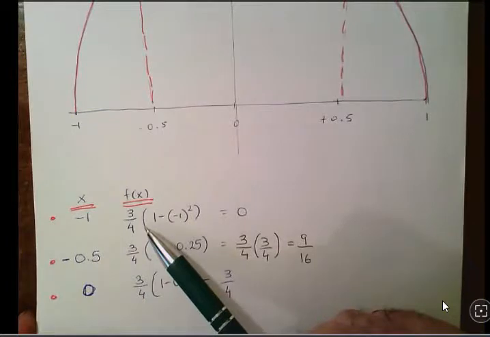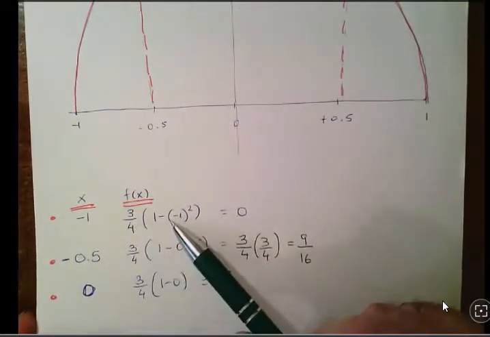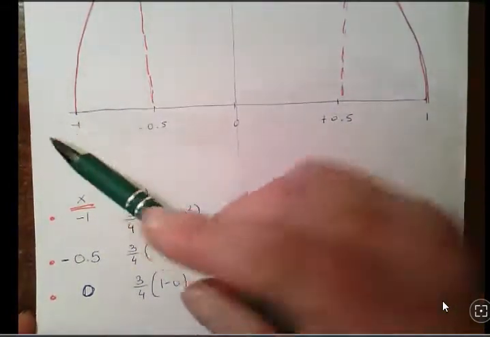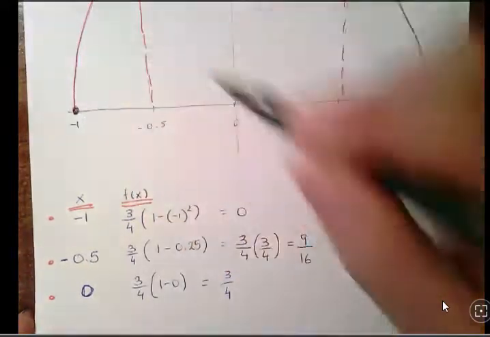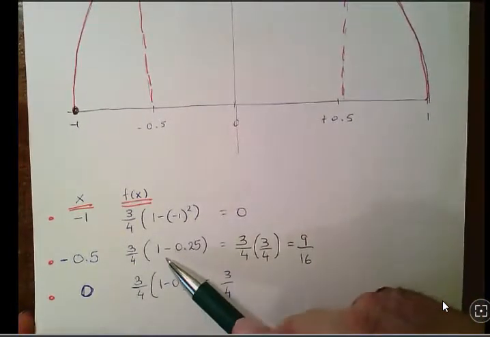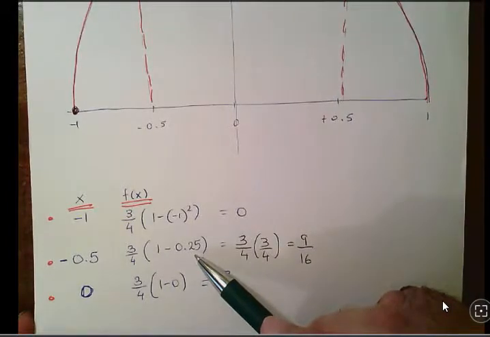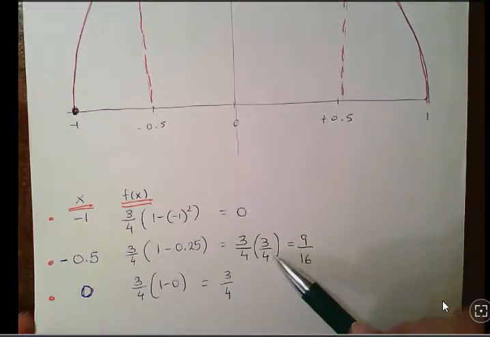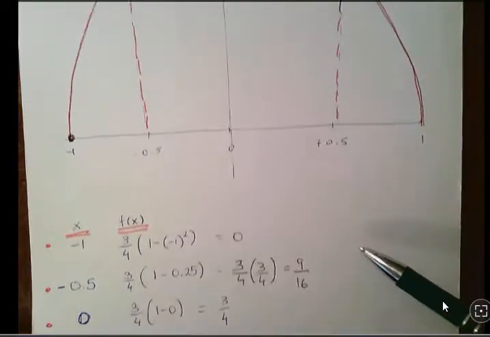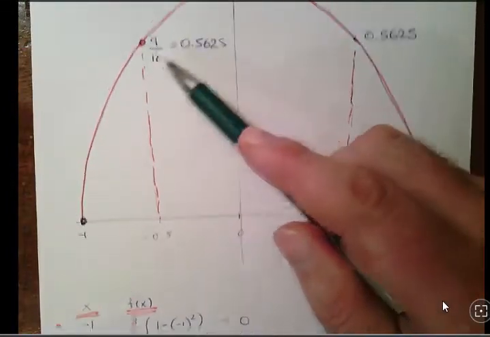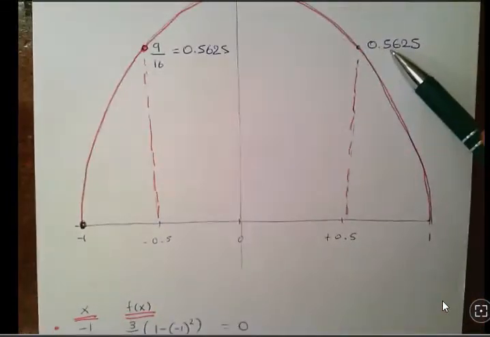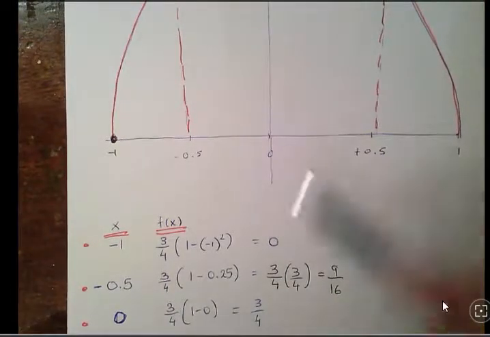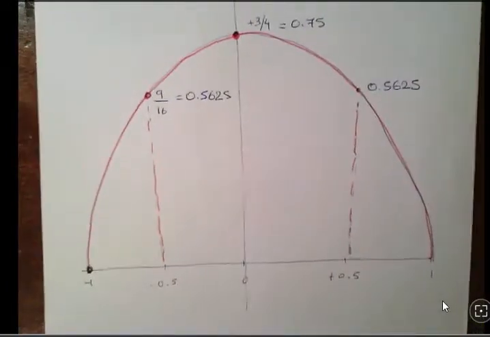So minus 1, just evaluate the function there. We get 3/4 of 1 minus minus 1 squared, which is 1 minus 1, 0. Okay, so we have a 0 down here. The point is down here. Then 3/4 of, at minus 0.5, minus 0.5 squared is 0.25. So we have 1 minus 0.25, which is 3/4. So 3/4 times 3/4 is 9/16ths, or 0.5625. So it's up here. Likewise, this one will be above here. And finally, at 0, 3/4 of 1 minus 0 is 3/4. So there we go. That's just a quick sketch of what it should look like.